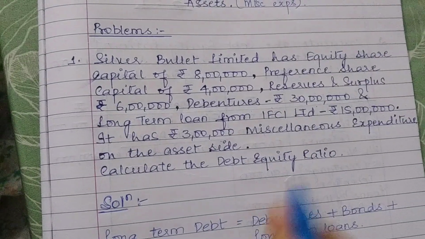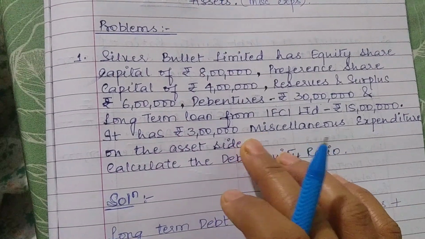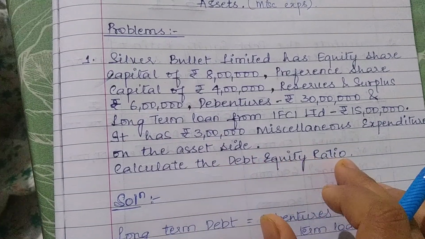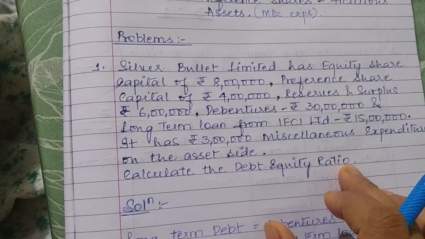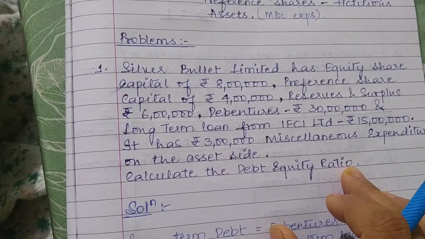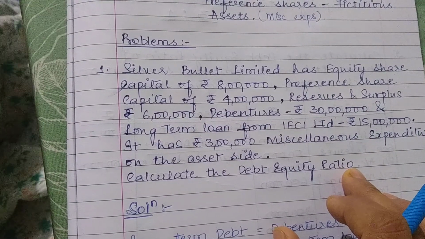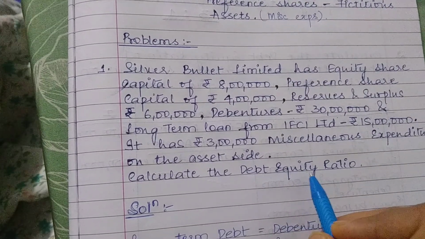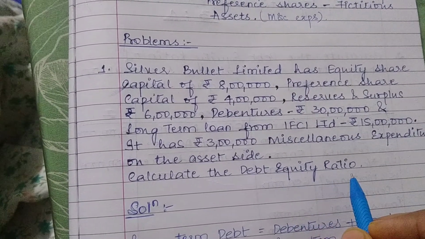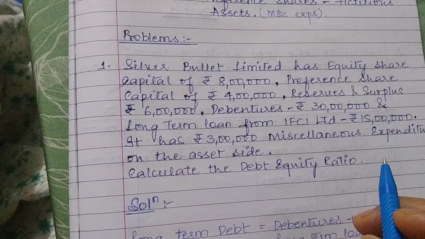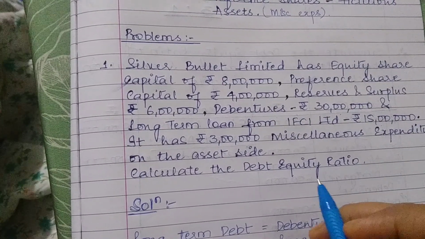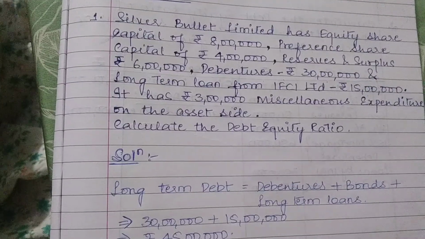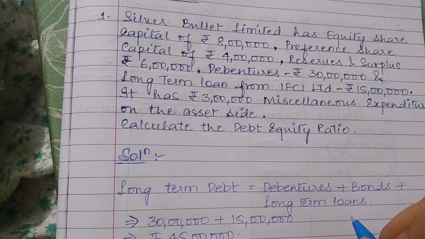Okay, so this is the question. From this question, you have to find out the debt equity ratio. To find out your debt equity ratio, what is your formula? Debt equity ratio is long-term debt divided by net worth. So what is the formula for long term debt? It is debentures plus bonds plus long term loans.